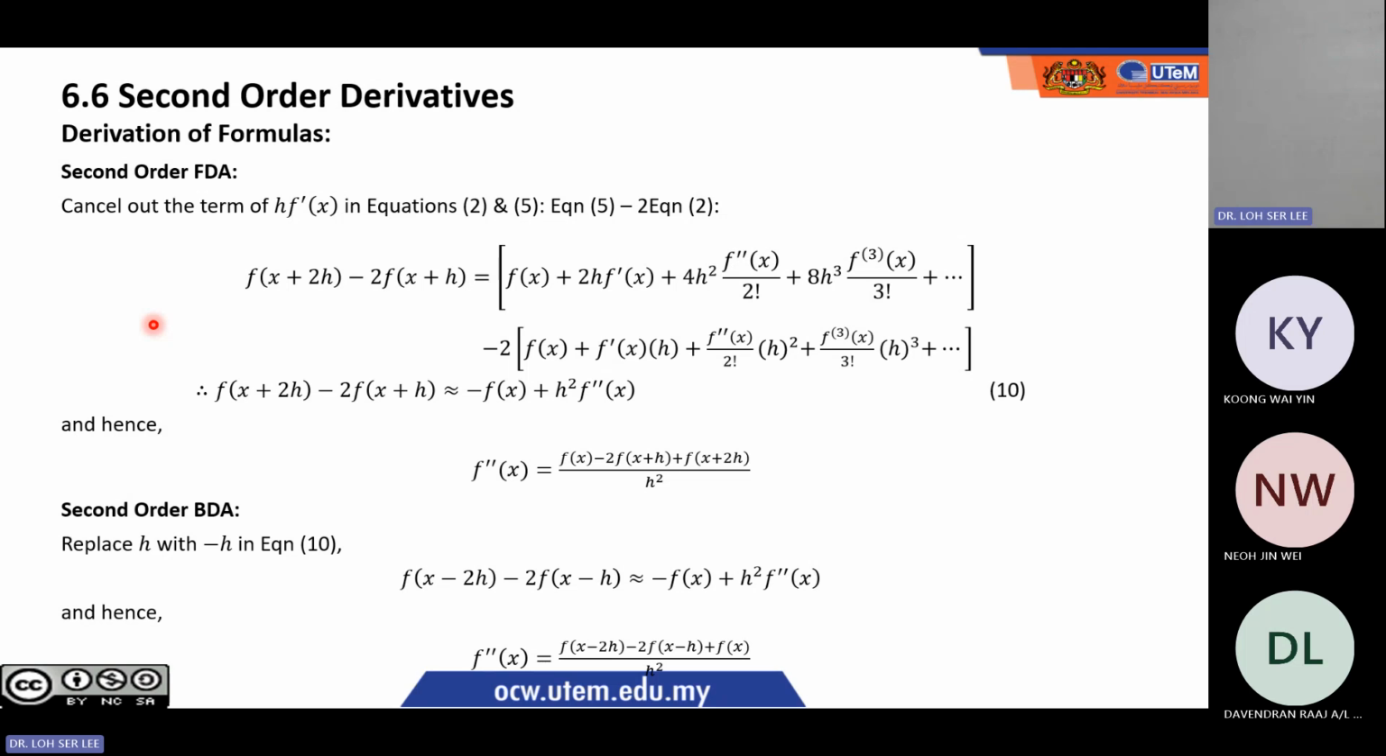Today we continue with the second order derivatives. We have a look at the derivation of formulas first. Since what we want is the second order derivative, f double prime, we are still using the equations from the first derivative, equation number 5 and number 2 under the derivation of formulas of first order. It's equations 1, 2, and 5.